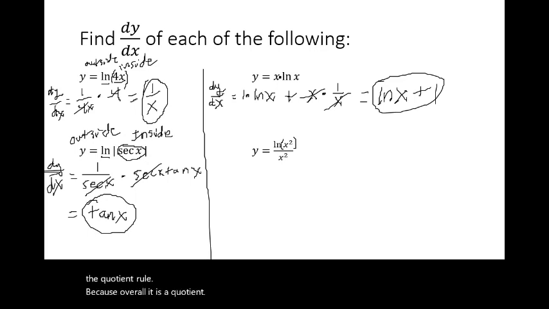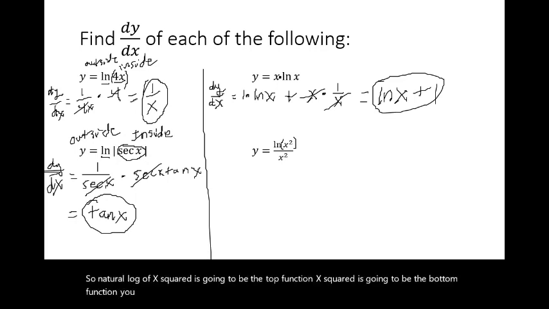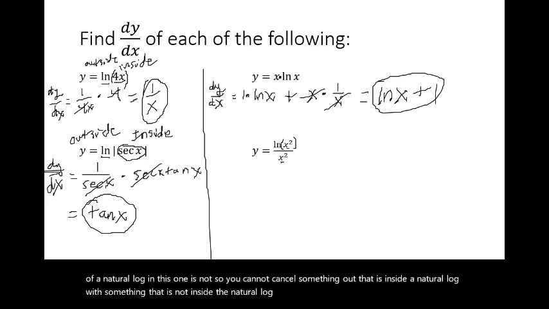So natural log of x squared is going to be the top function, x squared is going to be the bottom function. You cannot cancel out the x squareds because this x squared in the numerator is inside of a natural log and this one is not. So you cannot cancel something out that is inside a natural log with something that is not inside a natural log. You will need the chain rule when you take the derivative of the top function.